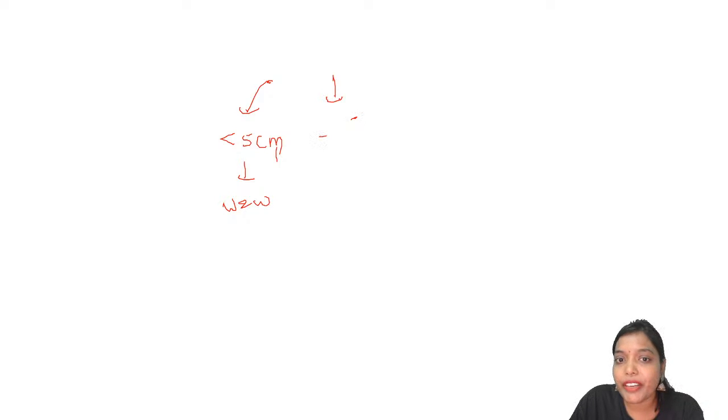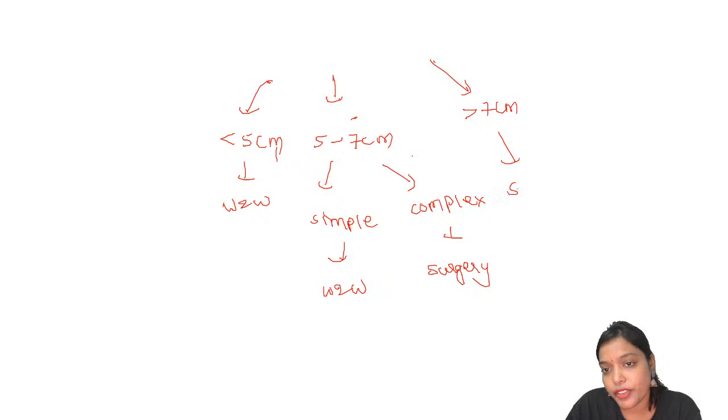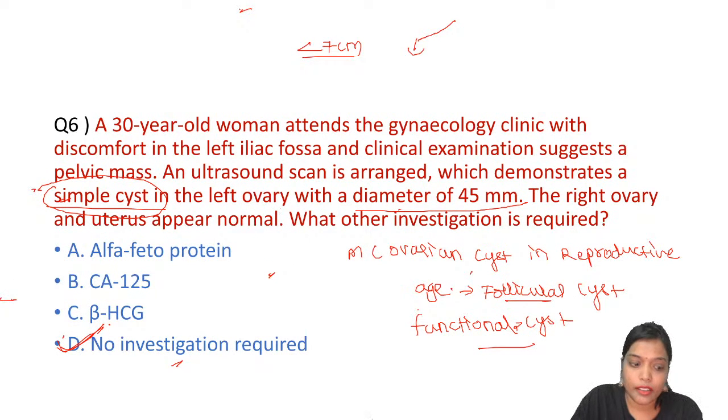Okay. If they are between 5 to 7 centimeters, if it is simple cyst, wait and watch. If it is a complex cyst, go for surgery. If you have more than 7 centimeters, go for surgery. Okay. So most common is follicular cyst. More than corpus luteal cyst also follicular cyst. In pregnancy you will have corpus luteal cyst. So much mixed masala, no?